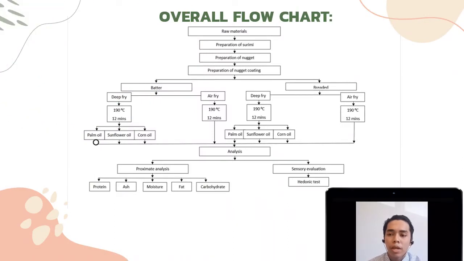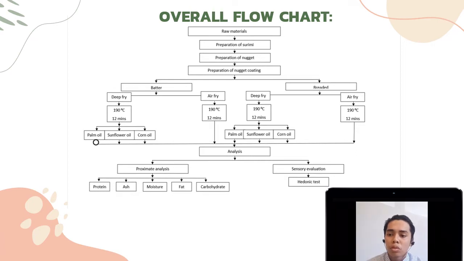For the overall flowchart, objective number 1 is to produce tilapia fish nugget from different types of coating, from preparation of raw material to the batter and breaded. Number 1, preparation of raw material. The main ingredient is tilapia fish. Second, preparation of surimi using tilapia fillet. Third, preparation of nugget using the formulation from a previous study. Lastly, for objective number 1, we use two types of coating, batter and breaded.